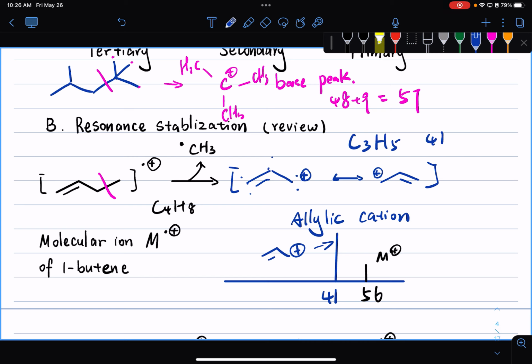Or the other way people tend to write these peaks, they would also say this is M minus 15. So M minus 15 just means one of the CH3 groups leaves. There are two different ways to label those peaks. You can either say, hey, we know the m/z of the group that's leaving, or just directly label the m/z of that specific peak.